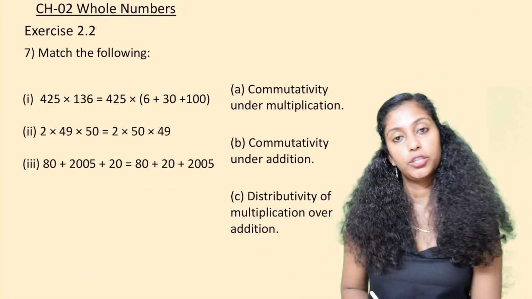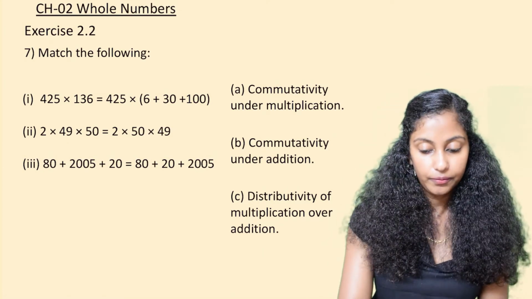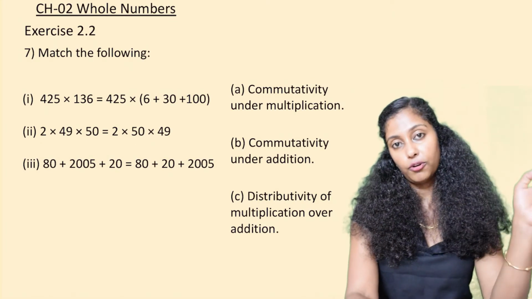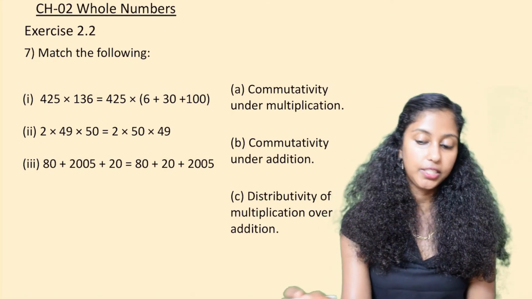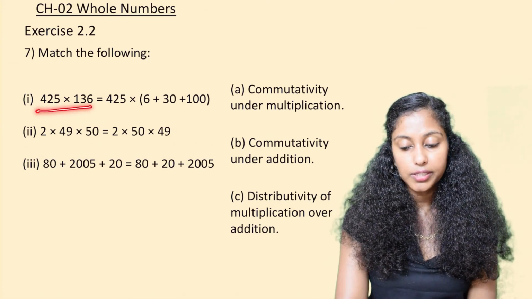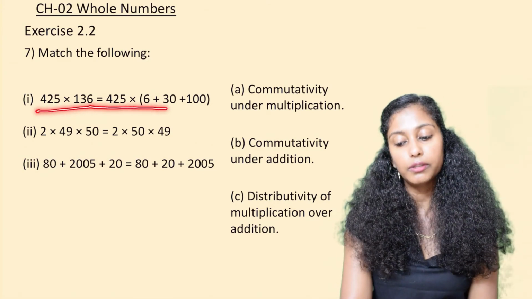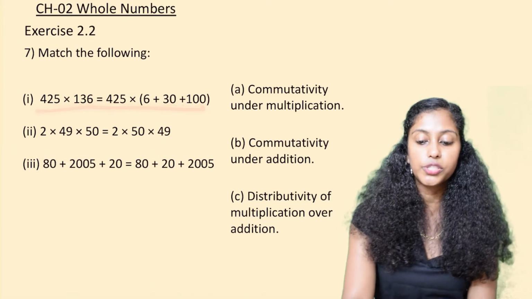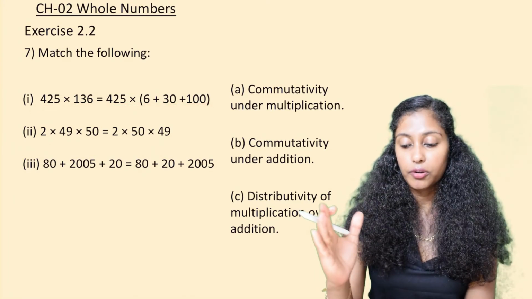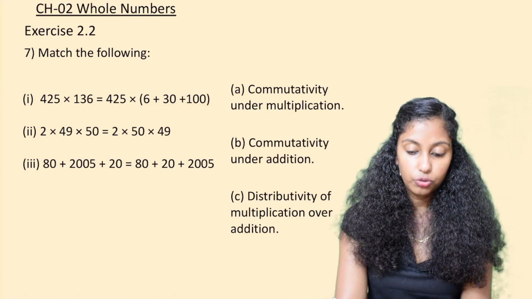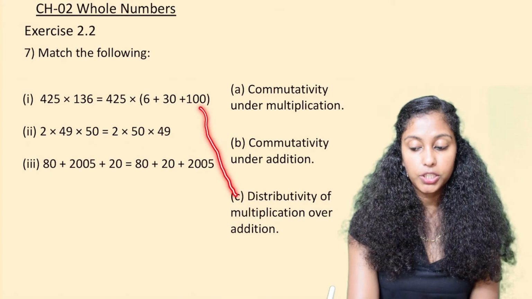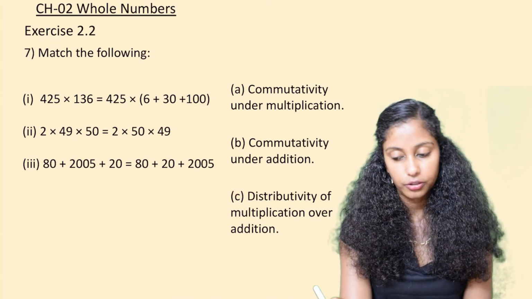Now the last question is match the following. If we have learnt all the properties well and if we have focused on all the sums, then we can easily write the answers quickly. 425 into 136 equal to 425 into 6 plus 30 plus 100. So here you see the question is given and then it is distributed or divided into groups like this. So this is called the distributivity property of multiplication over addition.